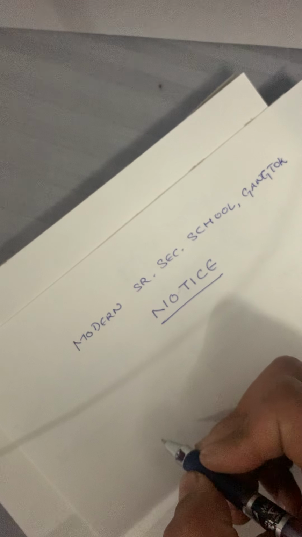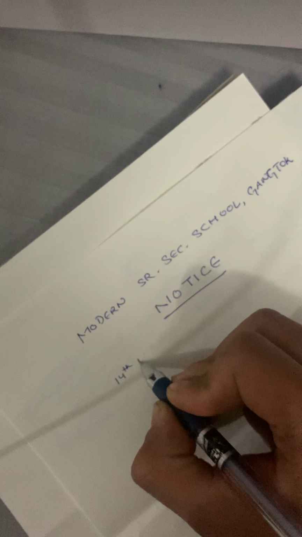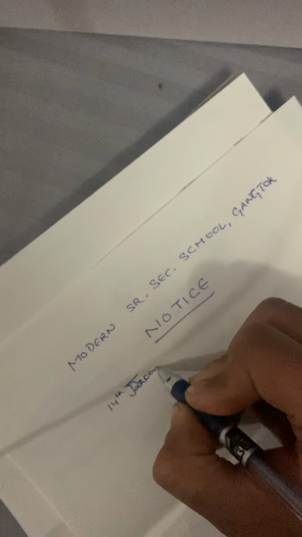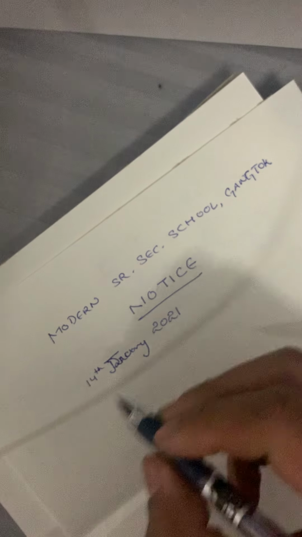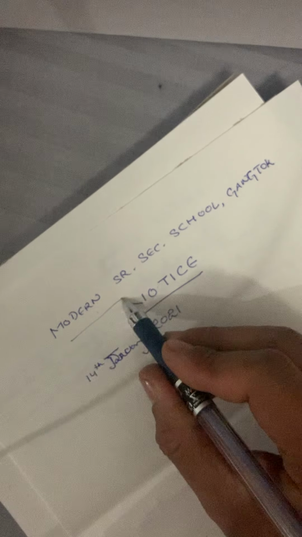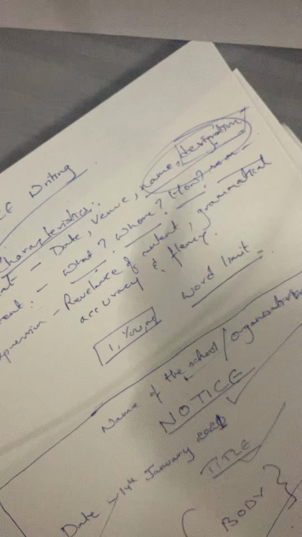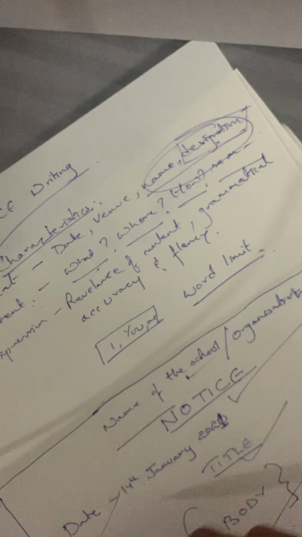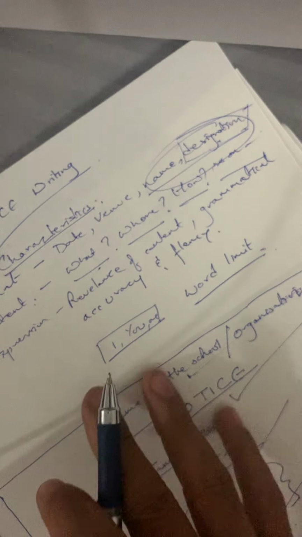All right. And then the date, today's date, 14th January 2021. All right. So in this case, you can give the date before the word notice or after the word notice. It is up to you. All right. In some books, they'll advise you to write the date above. In some books, they'll advise you to write the date below. But then just make sure wherever you write, the date is mentioned.